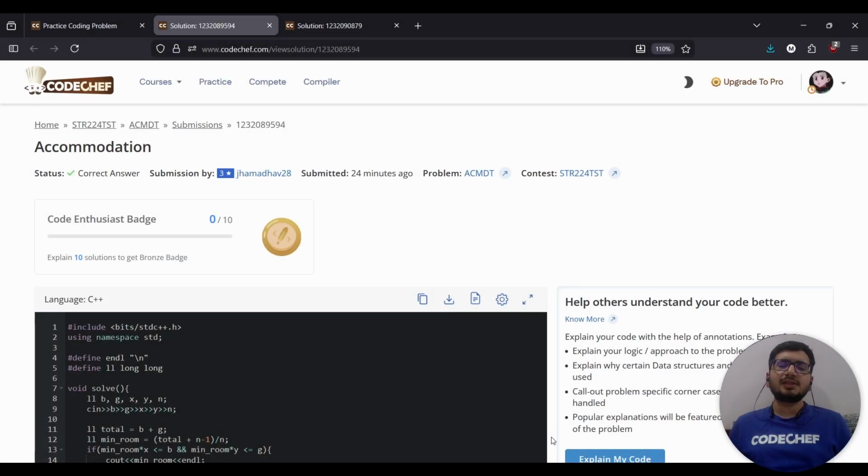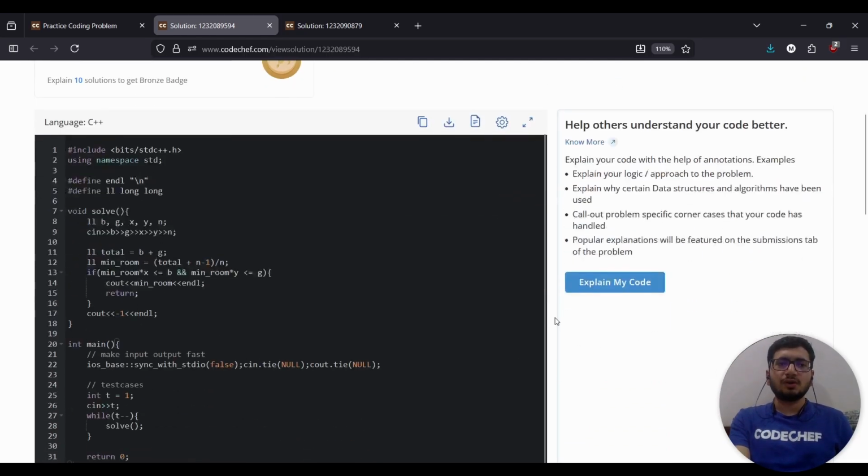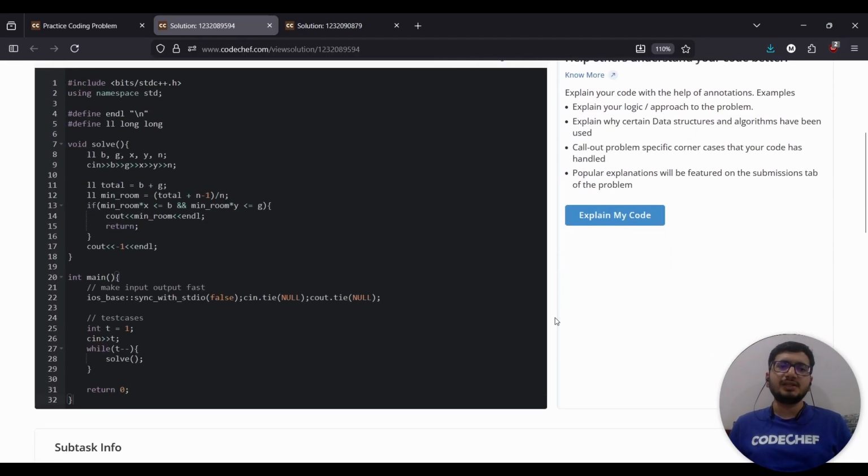Let's see how we can implement the solution in C++. So for each test case, we call the function solve, and in solve, we take the input of b, g, x, y, and n. The total number of people is nothing but the sum of count of boys and count of girls, that is b plus g. Then we find out the minimum number of rooms required, that is nothing but the ceiling value of total divided by n. To do so, we add n minus 1 to the total so that the floor value of this division will give us the ceil value if total were to be divided by n. This is an easier trick that we can use rather than using the inbuilt functions.